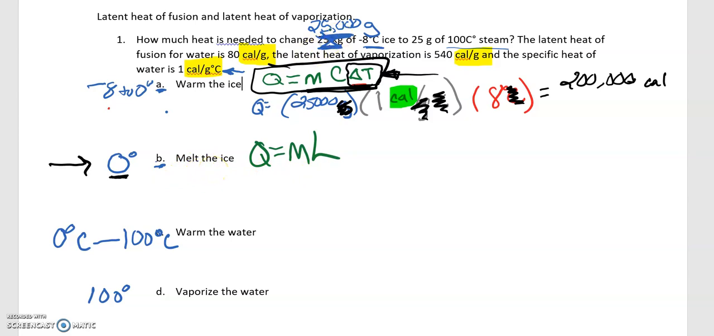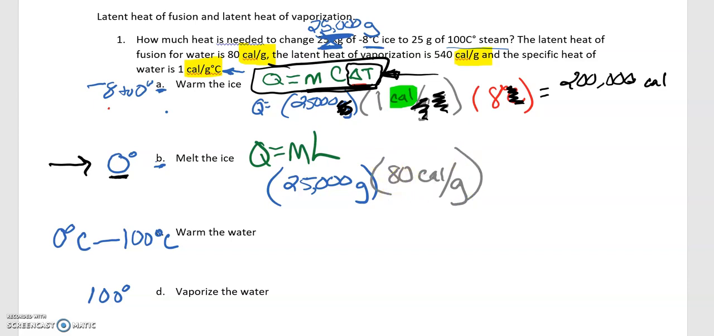Now, again, our mass is still 25,000 grams. And our latent heat of fusion for water is 80 calories per gram. Okay. And that will give us Q.